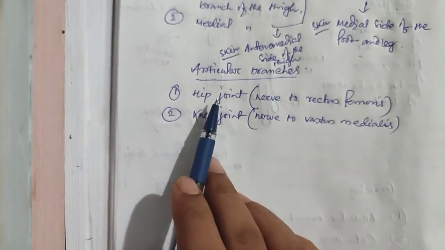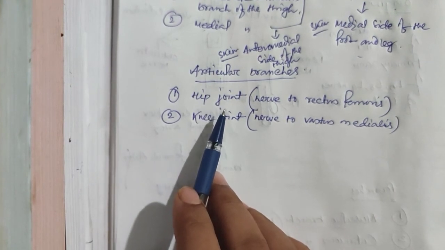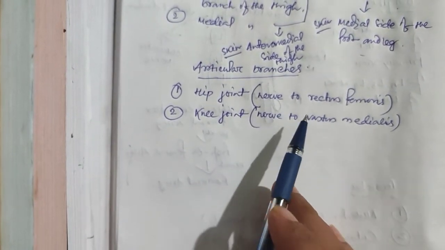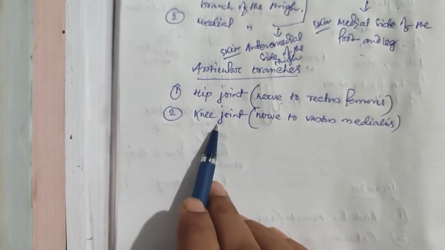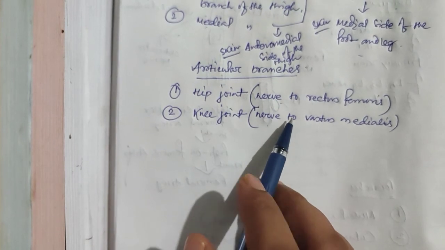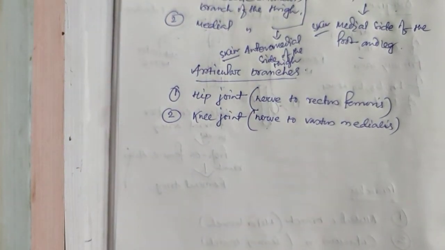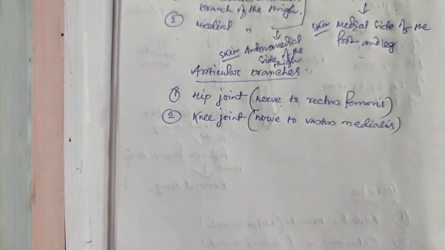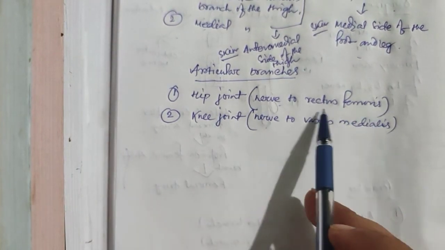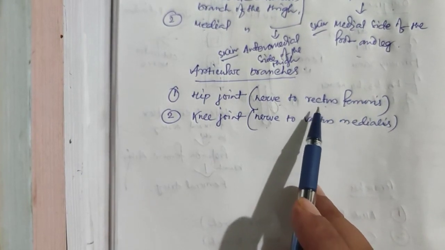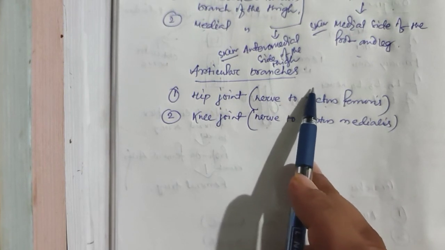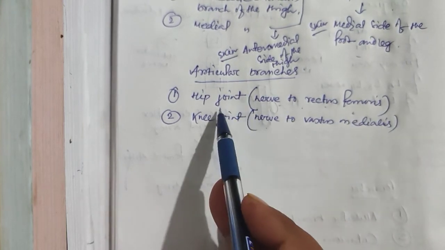Next is the articular branch. There are 2 articular branches. One is for the hip joint, another is for the knee joint. The hip joint is supplied by the nerve to the rectus femoris muscle. And the knee joint is supplied by the nerve to the vastus medialis muscle. Here the nerve to the rectus femoris, that means the posterior division of the nerve, supplies the rectus femoris muscle and also the hip joint.